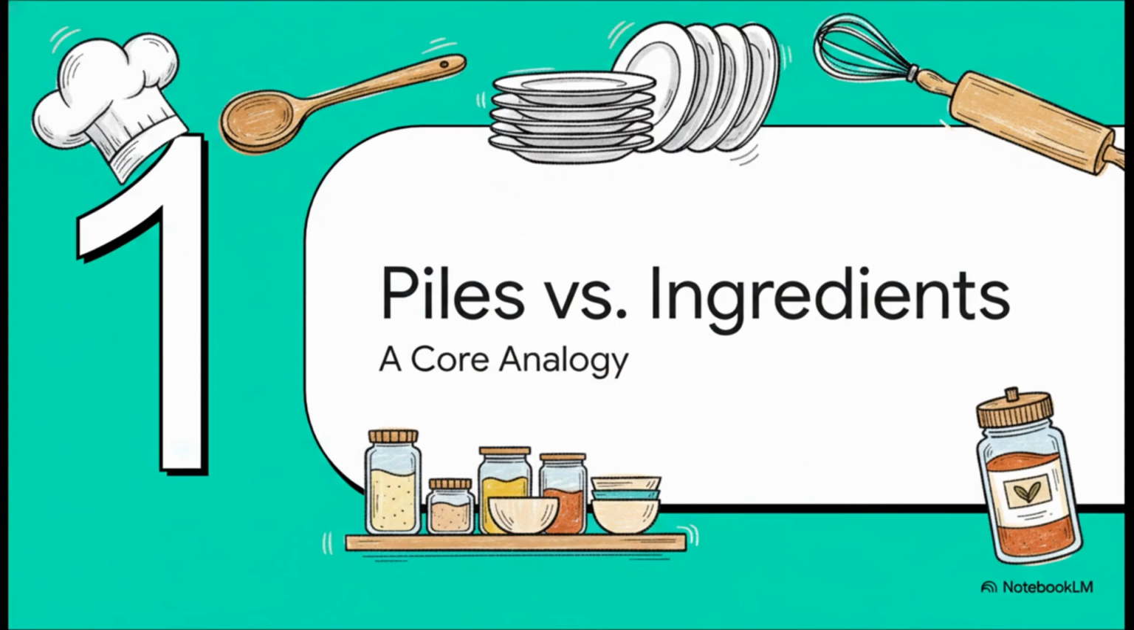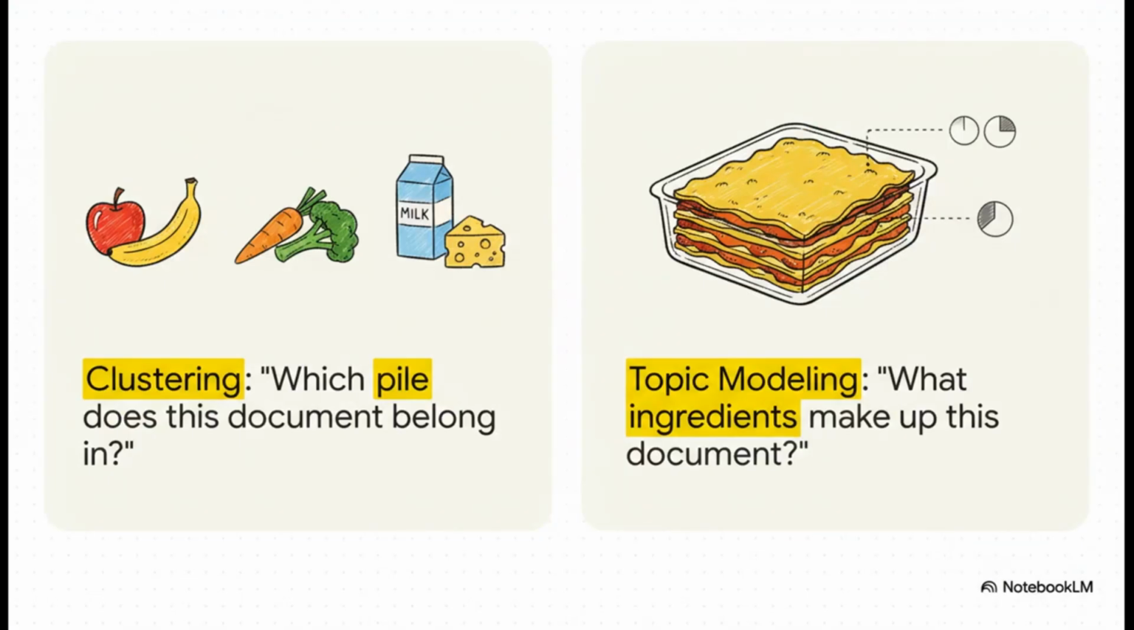So forget the complicated math for just a second and imagine you're just trying to organize a kitchen. This slide nails the two core philosophies perfectly. On one side, you've got clustering. Think of it like sorting your groceries into piles. You're asking, okay, does this go in the fruit pile, the vegetable pile, or the dairy pile? Each thing belongs in exactly one pile.